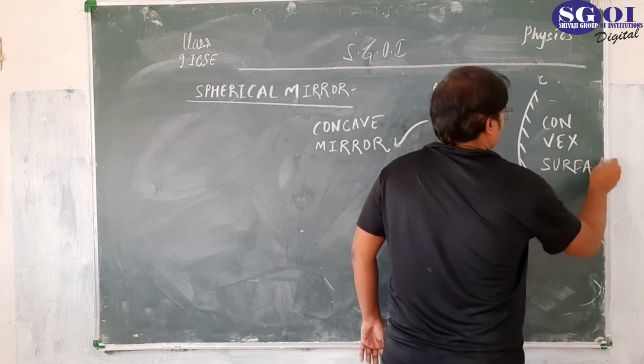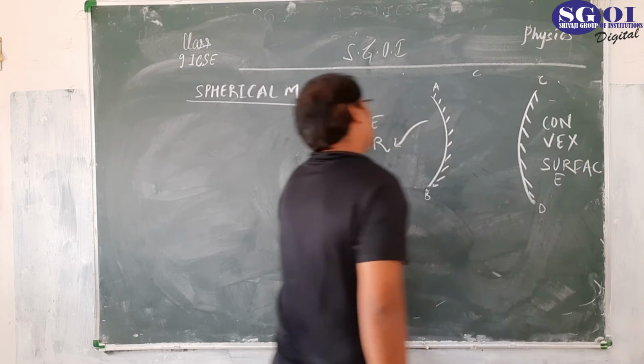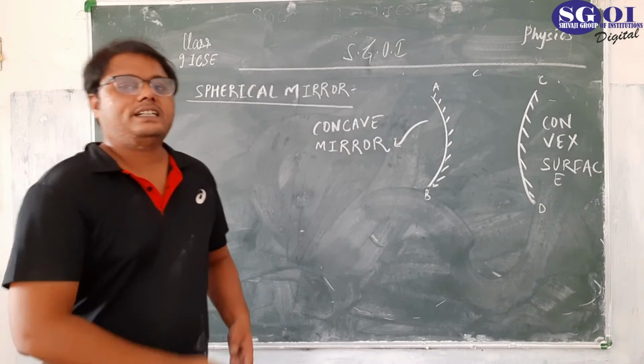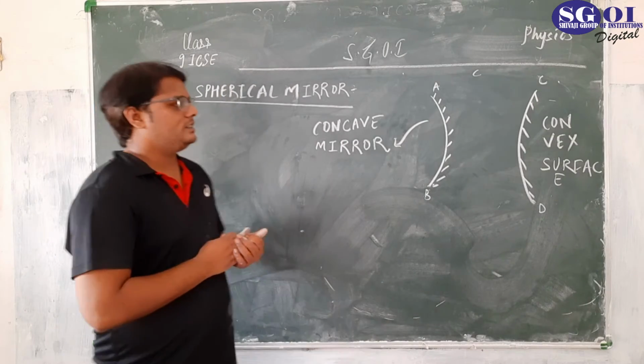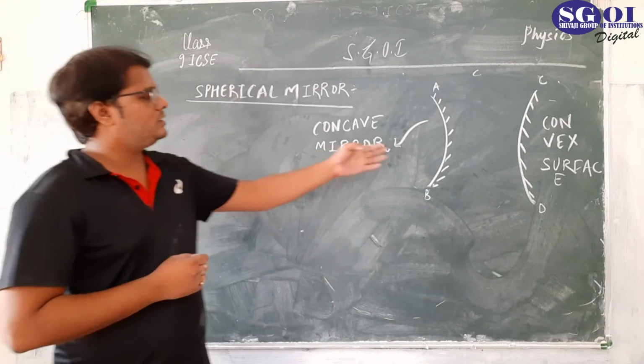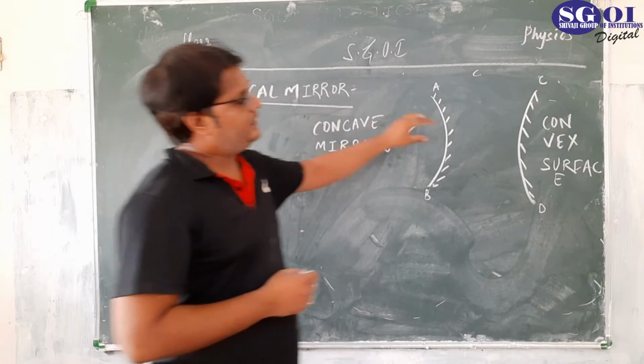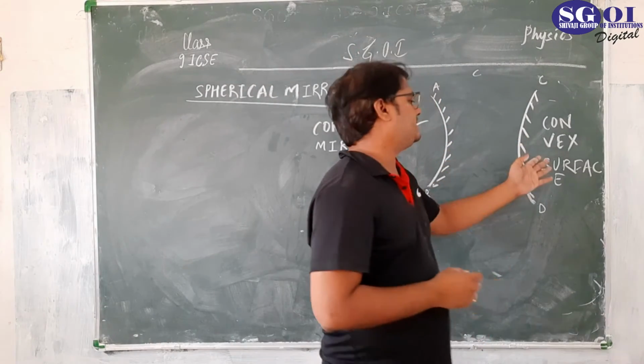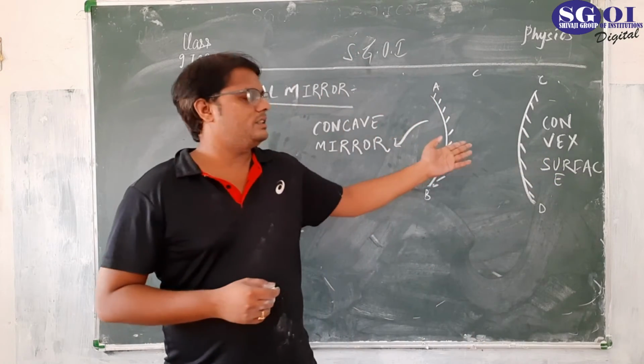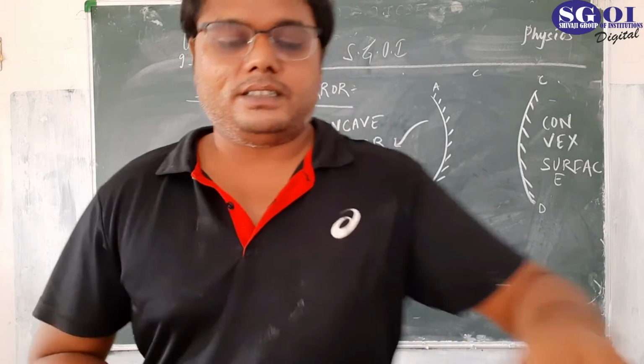These are the two options available. Either you can polish on the inner side, or you can polish on the outer side. If you polish on the outer side, then the newly formed mirror is known as a concave mirror. And if you polish on the inner side of the glass surface, then the newly formed mirror is known as a convex mirror.